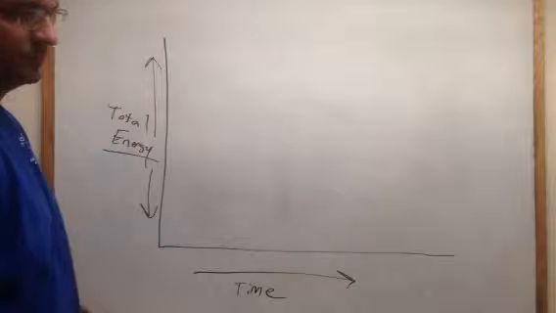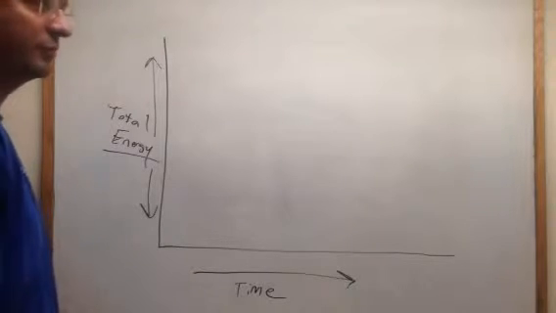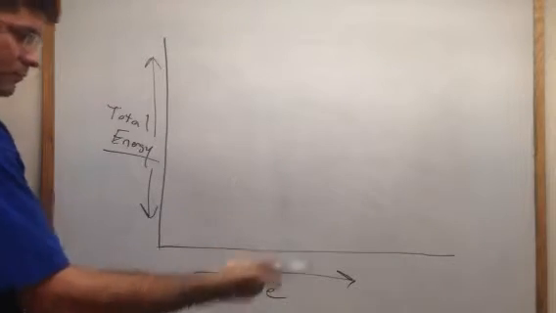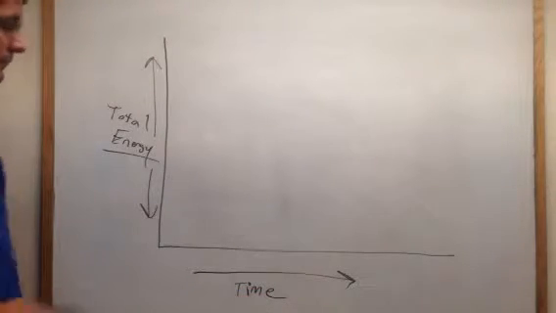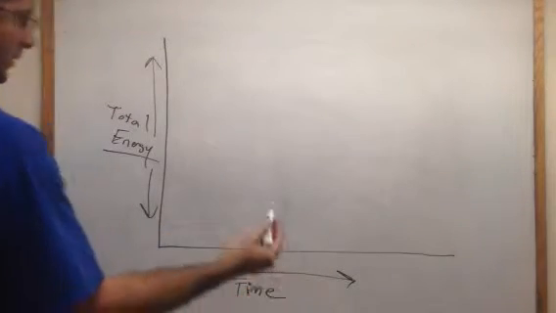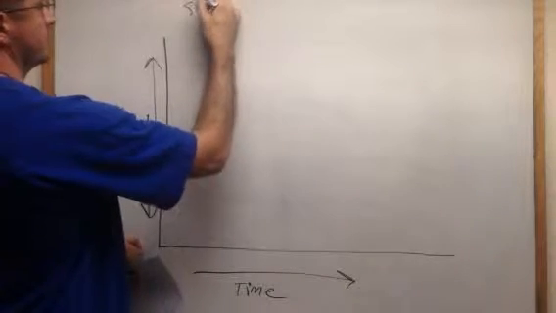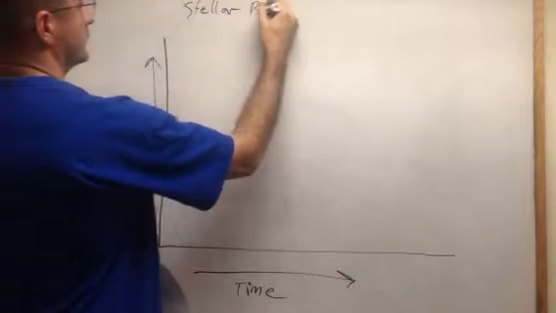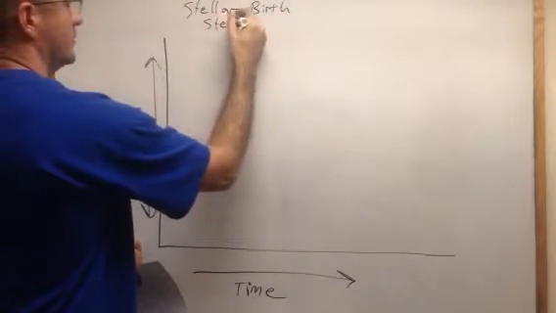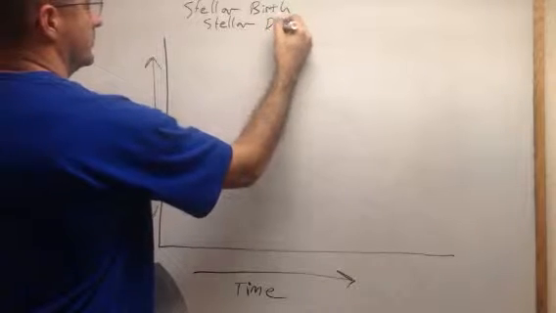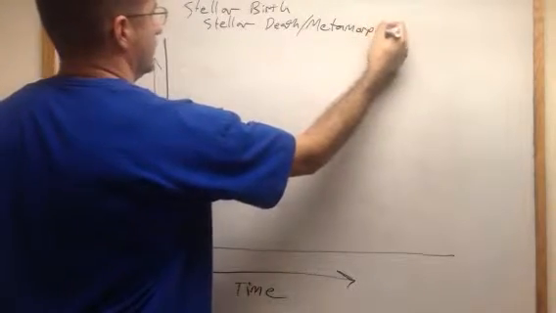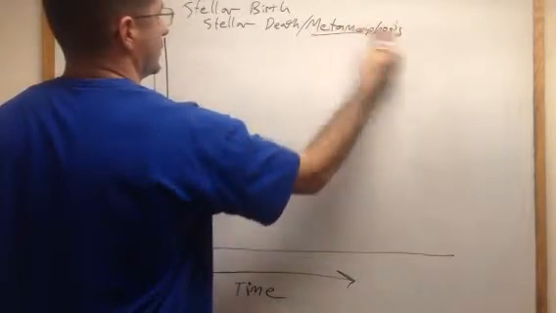Now I know time, as we understand it, past future, is non-existent. This is just a representative of objects in motion. Objects doing things, for instance. And with a star, you have its birth and you have its death. Or, as I like to call it, big, long metamorphosis work. Okay?